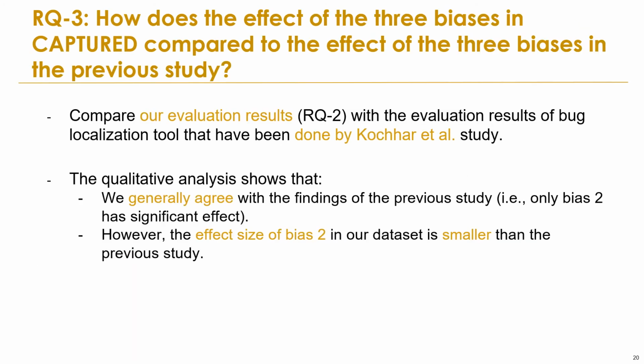In this RQ3, we compare our evaluation done in RQ2 with the evaluation results of the bug localization tool that have been done by Kochhar et al. To compare results of the VSM-based bug localization technique, we conduct a qualitative analysis and found that we generally agree with the findings of the previous study, where only bias 2 has a significant effect. However, the effect size of bias 2 in our dataset is smaller than in the previous study.